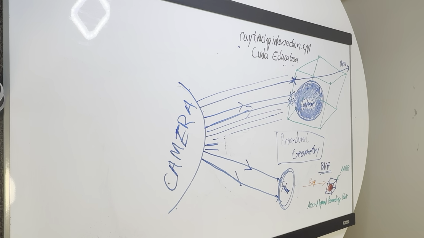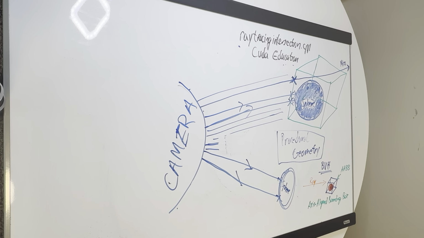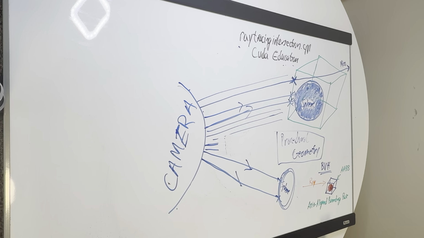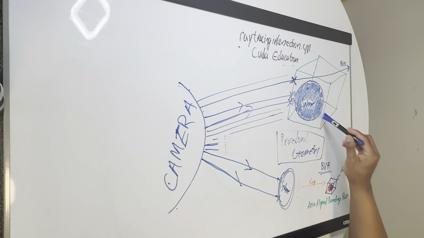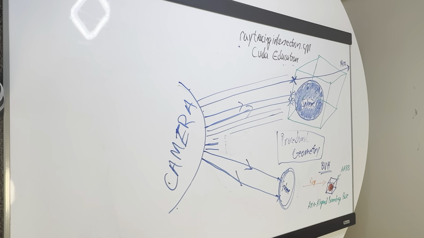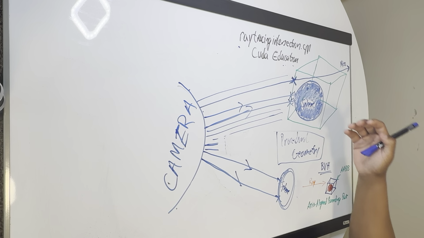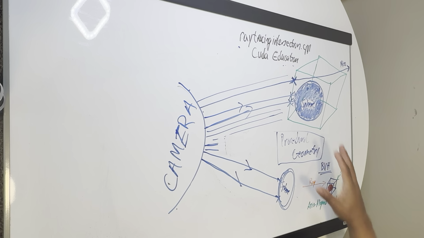So the spheres aren't a group of triangles. We haven't pushed a bunch of meshes or 3D models or anything into the application. These spheres are mathematically generated inside of the GPU, and it's a mathematical process.